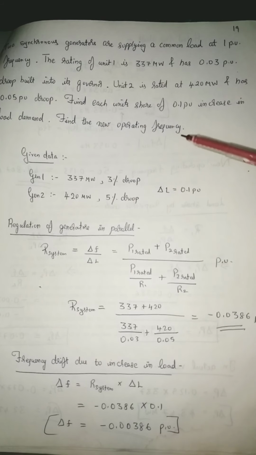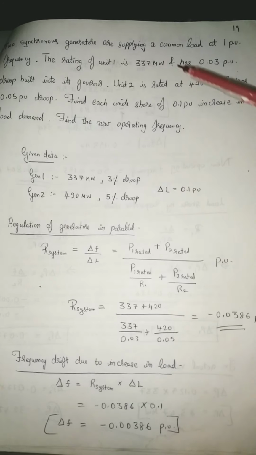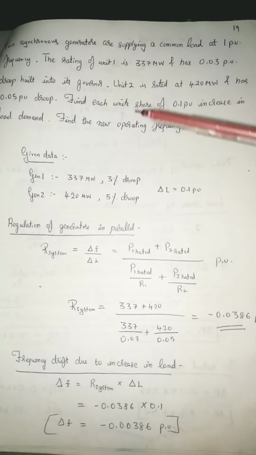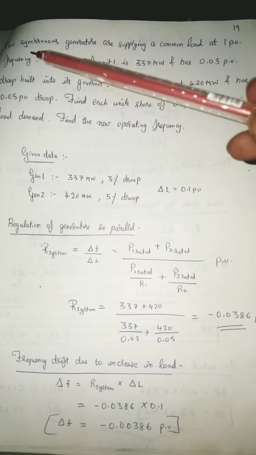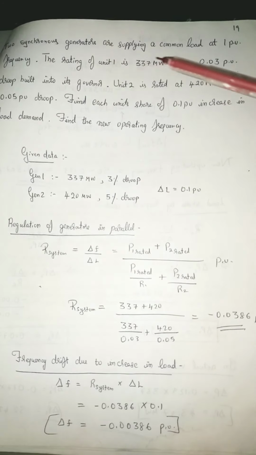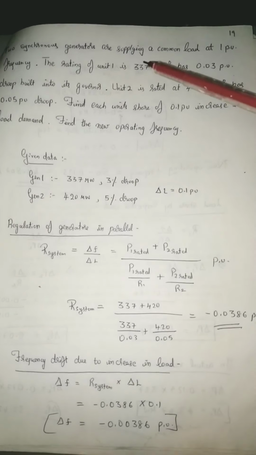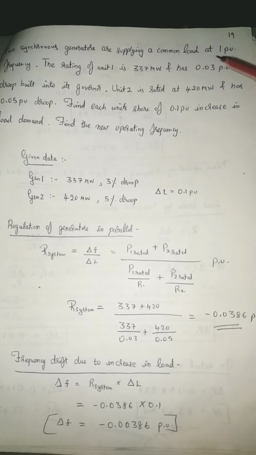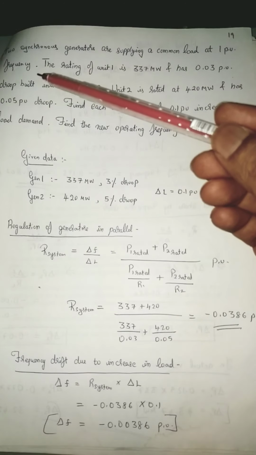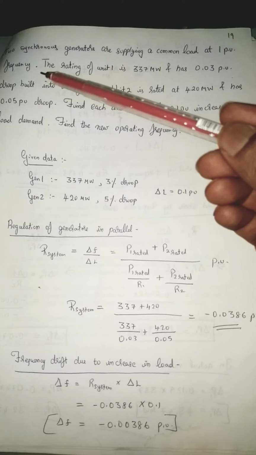See, this problem is not straightforward like any other substitution problem you have seen. Line by line you'll have to understand and then start solving. So first, two synchronous generators are supplying a common load, which means we are talking about parallel operation, at 1 per unit frequency. 1 per unit frequency means it is 50 Hz, that is, nominal operation is going on.